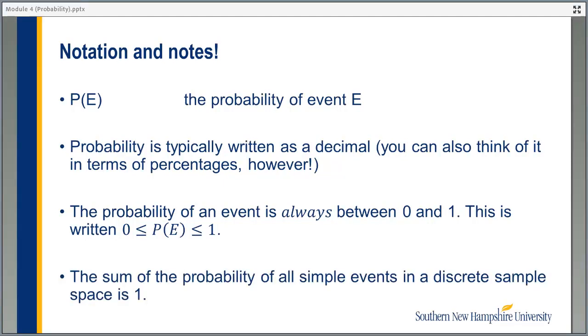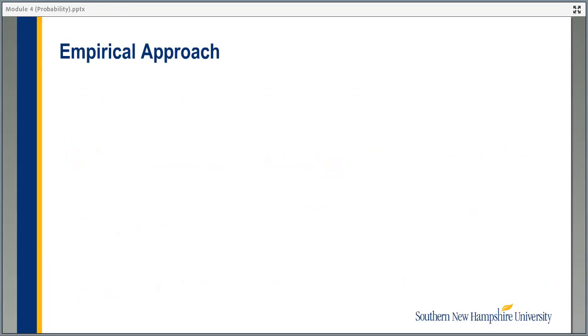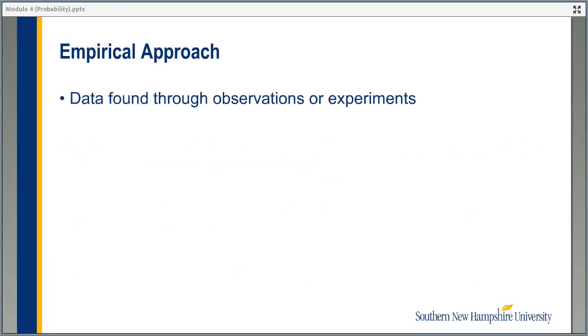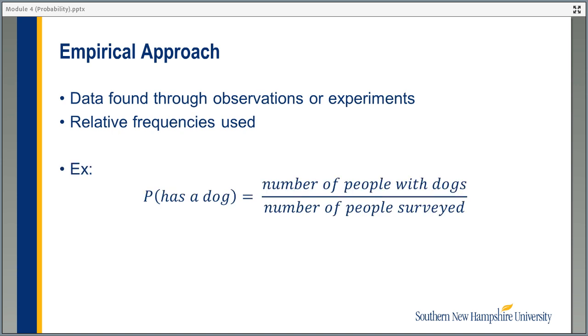The sum of all the probabilities of simple events in a discrete sample space will equal 1. Now let's talk about the empirical approach to solving probabilities. This approach will involve data found through observations or experiments, and relative frequencies are used. An example is if we wanted to find the probability of a person having a dog, we may take a survey and then divide the number of people who had a dog out of the total number of people that were surveyed.